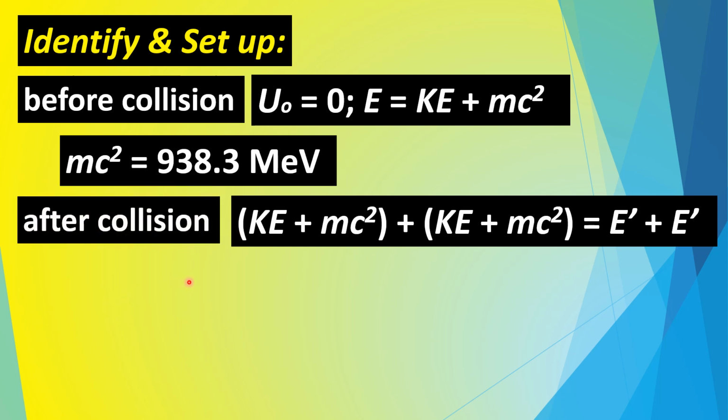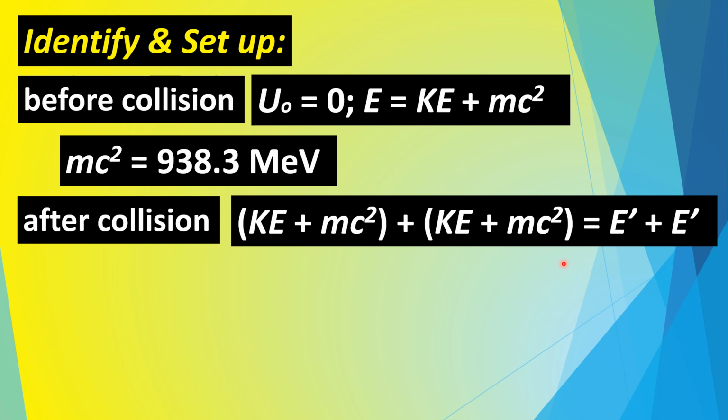After the collision, the final energy is the sum of the two particle energies. That is Ke plus mc squared for one photon, and since there are two photons, we have another Ke plus mc squared. This is because the total initial momentum is zero, hence the total momentum of the two photons must likewise be equal to zero. We find the photon energy E prime by using conservation of energy and conservation of momentum.